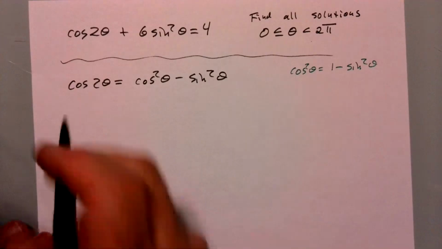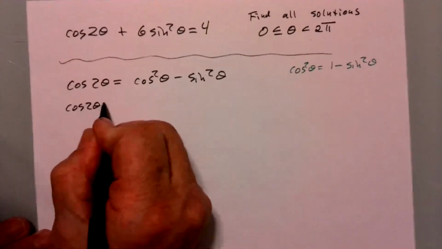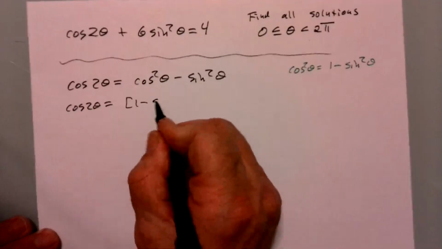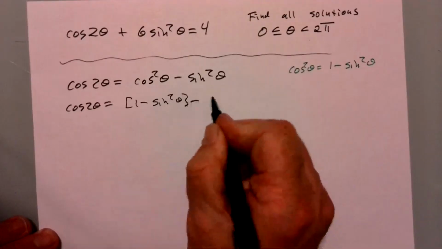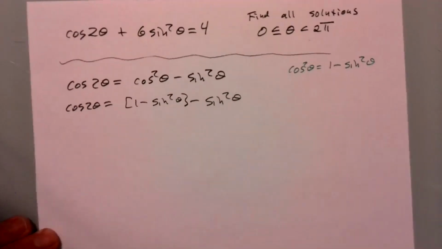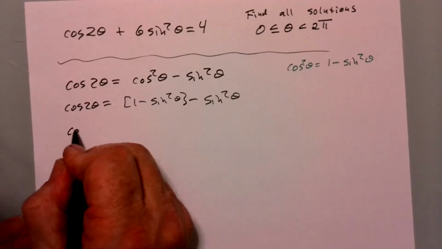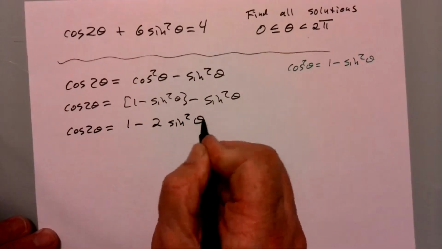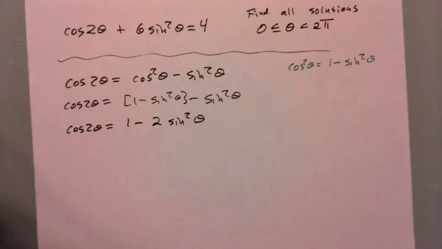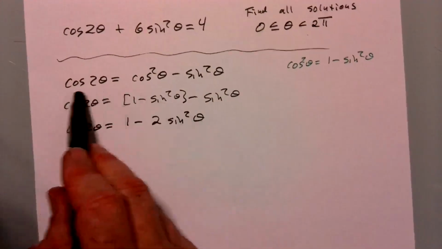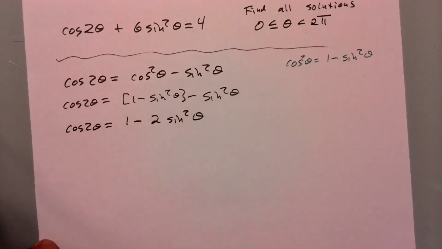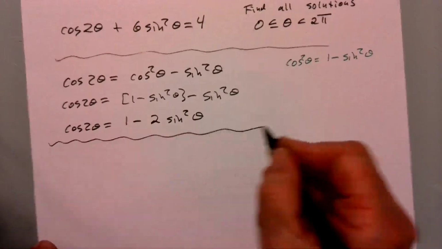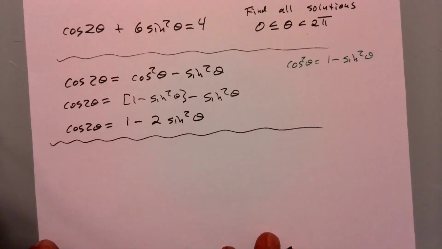So I want to make that substitution here. Cos squared theta, we said, is 1 minus sine squared theta, minus sine squared theta. So now I get cos 2 theta is 1 minus 2 sine squared theta. This is another one of the double angle identities for cosine. I don't expect you to memorize this one, but I do think you should memorize the first one because that's the one that you can use to develop all the other ones that you need. Okay, knowing that, let's go back and try to solve this equation.